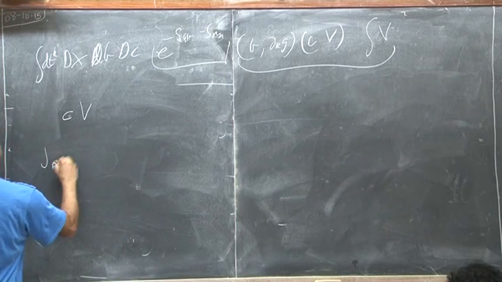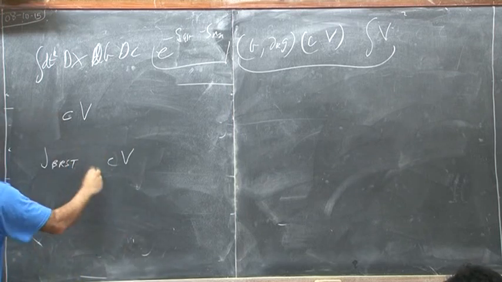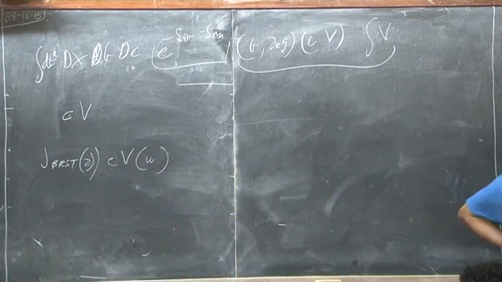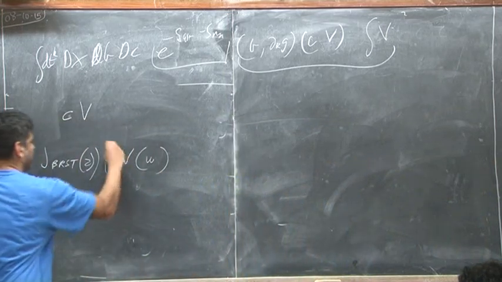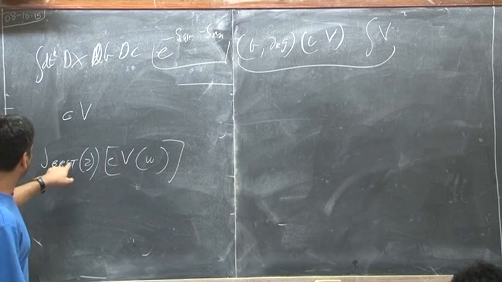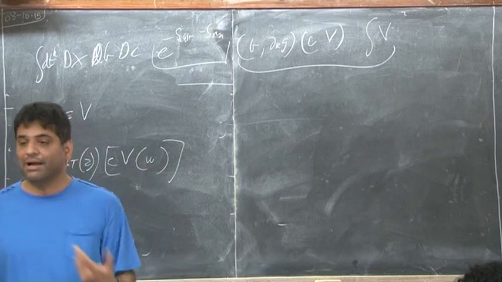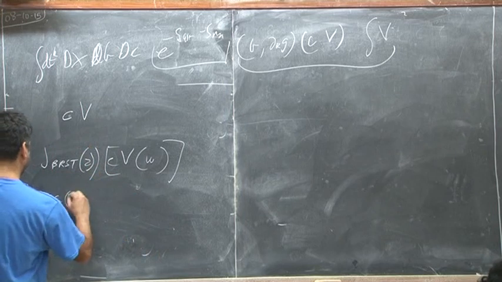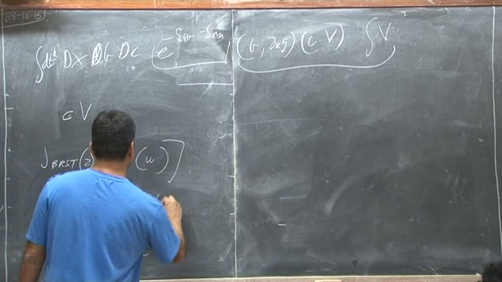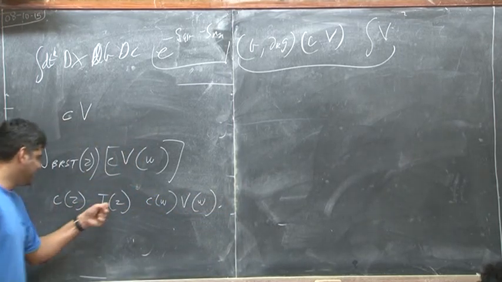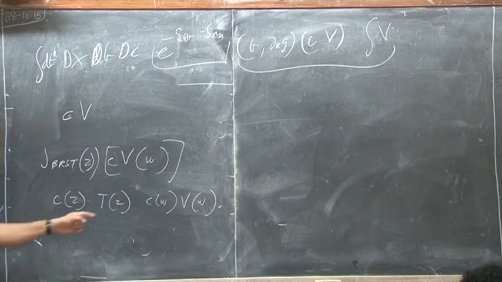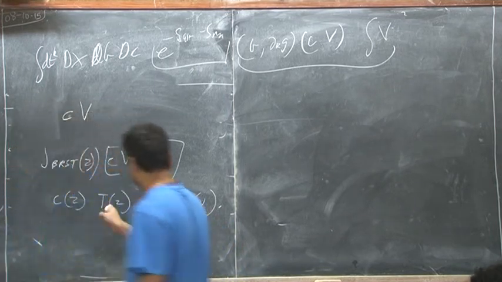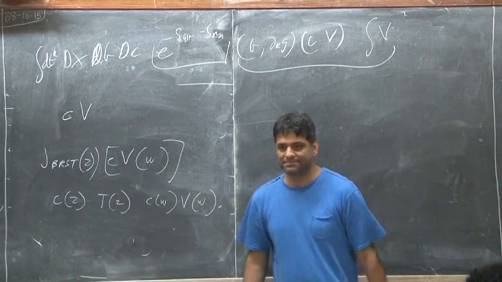Let's call it J BRST times c of z. Now, let's look at what we get. J BRST includes, let's look at what we get when we have something acting on V. That can only come from the stress tensor part of J BRST. So what's the structure of that? That's c of z, T of z, c of w, V of w. Now we know that V is a dimension 1 primary operator. So we know everything about the singularity of this with this.